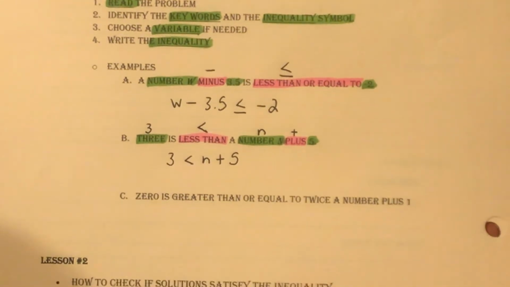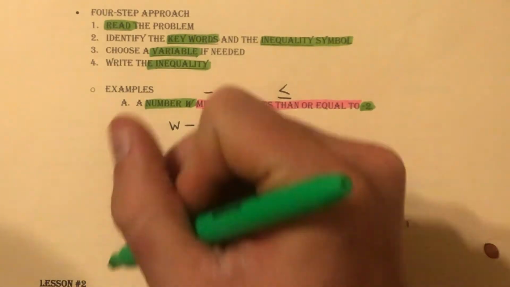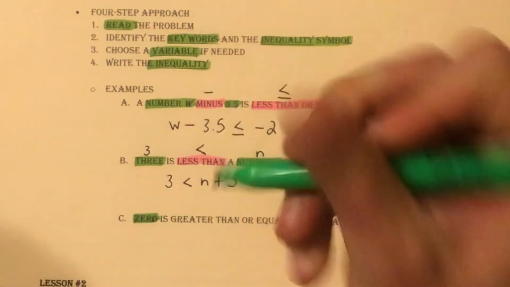So I'm going to move this up just a little bit to create a little more room on the screen, and we're going to go through it. So step 1, read the problem. Example C says 0 is greater than or equal to twice a number plus 1. Step 1 is done. So step 2, we need to identify keywords and the inequality symbol. First keyword I see is 0. That is a number, so I'm going to write that number out.